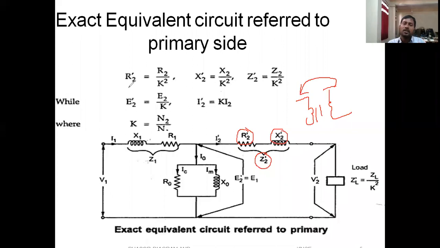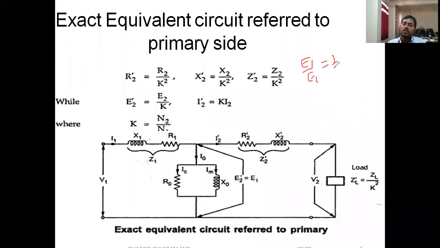So the formula, as I already discussed, is R2 dash equal to R2 by K square, X2 dash equal to X2 by K square, Z2 dash equal to Z2 by K square. Reverse. Next, E2 dash is equal to E2 by K, not K square. For E and I only, this is the formula.